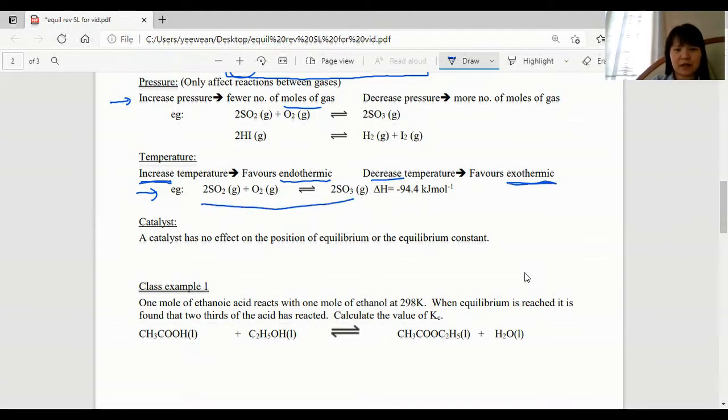So this reaction is an exothermic reaction. If I want to get more SO3, I want it to shift to the right. In order for it to shift to the right, I need it to favor the exothermic reaction. I would decrease the temperature. If I cool this down, it will favor the exothermic side of the reaction, then it will shift to the right. I'm going to get more SO3 yield.